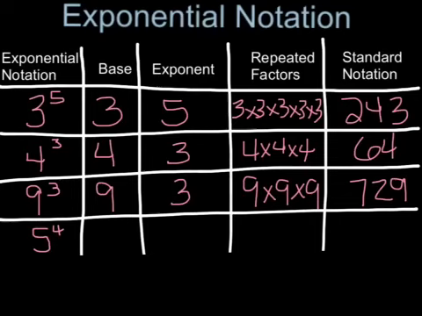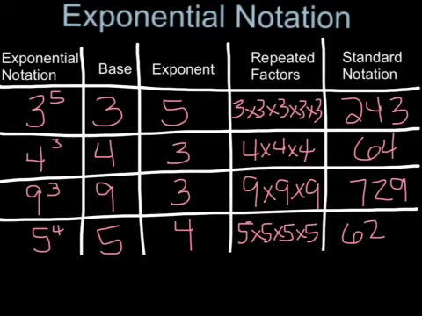5 to the power of 4 is our final problem for today. The base in this number is 5. 4 is our exponent. 5 times 5 times 5 times 5 are our repeated factors. And when we multiply 5 times itself 4 times, we come up with an answer of 625. Here is your practice problem of the day.